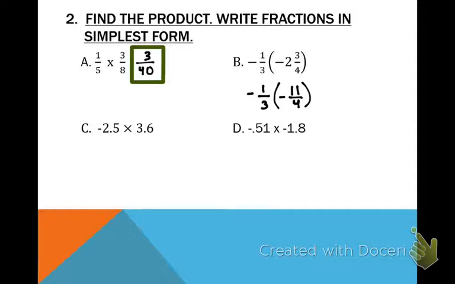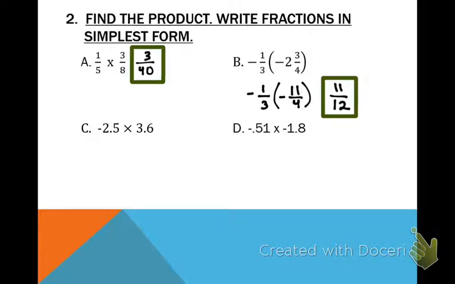What'd you get, guys? 11. Okay, 1 times 11 is 11. And then you take the denominators, 3 times 4 is 12. Can that be reduced? No, it cannot. Now, I had a negative multiplied by a negative. What should my answer be, positive or negative? Positive, because whenever I have two negative numbers, that's an even amount of negative numbers, my answer is going to be positive. And 11/12 is the correct answer.